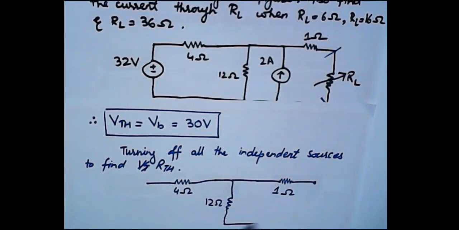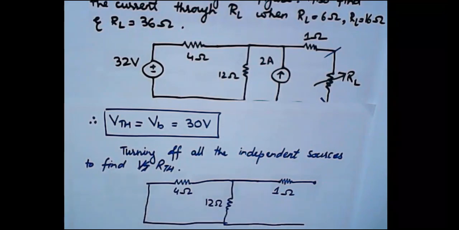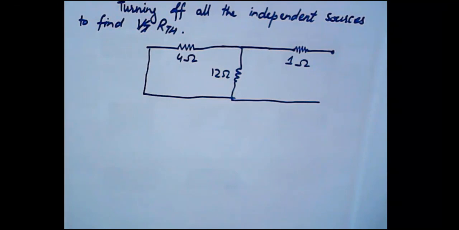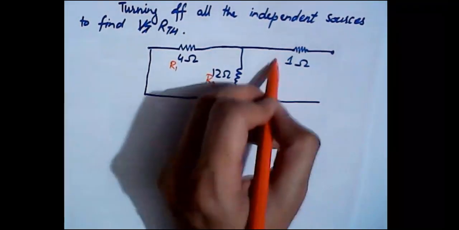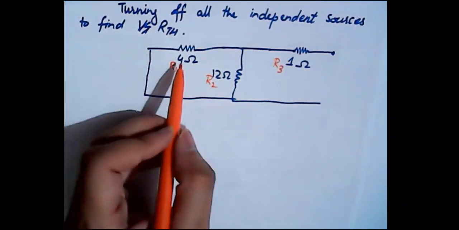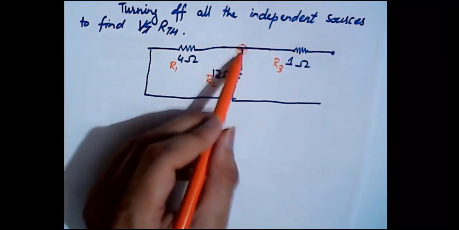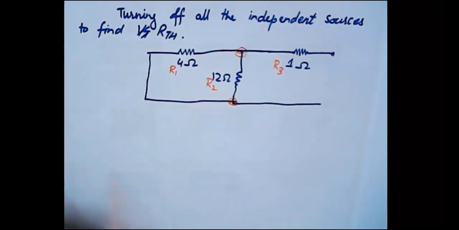Finally we have the load terminals. This will be shorted and the current source will be open circuited now. Here let's name the resistances as R1, R2 and R3. Now you can see that R1 and R2 are in parallel. Why are they in parallel? Because they have two common points between them, so you can solve them in parallel.